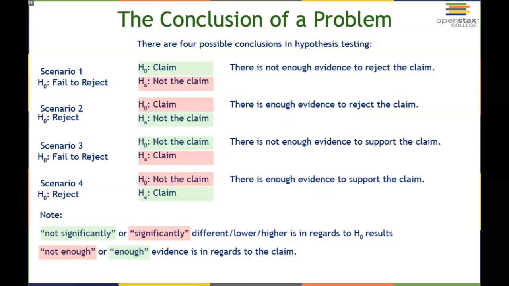But if our claim is H0, well, then we can say that there's enough evidence to yada, yada, yada regarding the claim. So it depends on the wording. Be very careful about not significantly and significantly. That goes along with H0 results. And the not enough and the enough evidence is in regards to the actual claim. And remember, there are 4 possible conclusions for hypothesis testing.